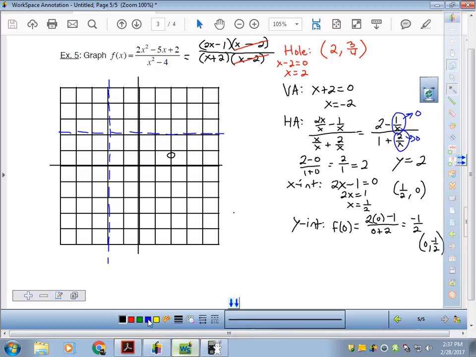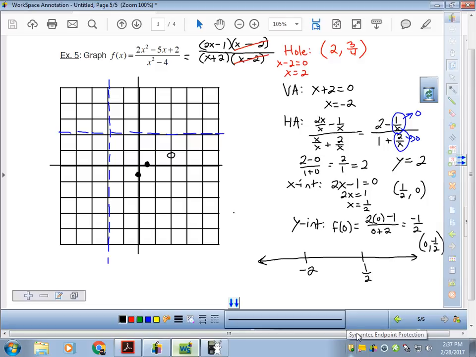Alright. X-intercept at (1/2, 0). Y-intercept at (0, -1/2). So there we go. There's what we know so far. The last thing we're going to do is our sign analysis. This time we're going to have 2 points on our little number line because we have one vertical asymptote and one x-intercept. So we're going to have negative 2 and positive 1/2 as the things on our number line.